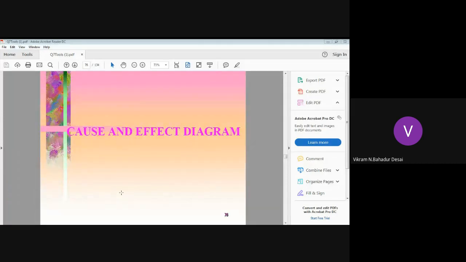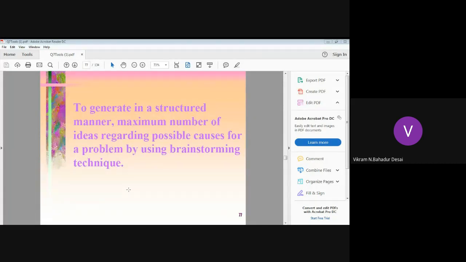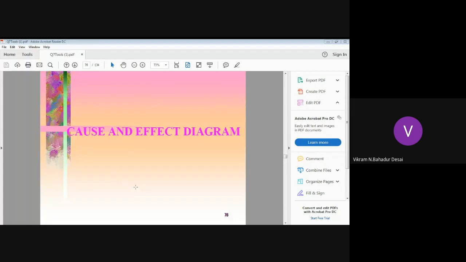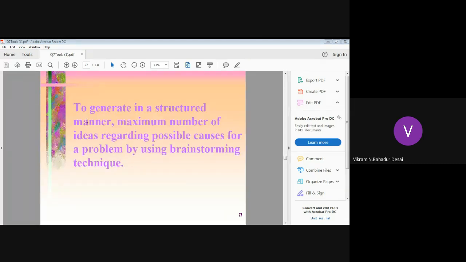Next one is the cause and effect diagram. It is also called the Ishikawa diagram. So cause and effect diagram is used to generate, in a structured manner, the maximum number of ideas regarding possible causes for a problem by using brainstorming.